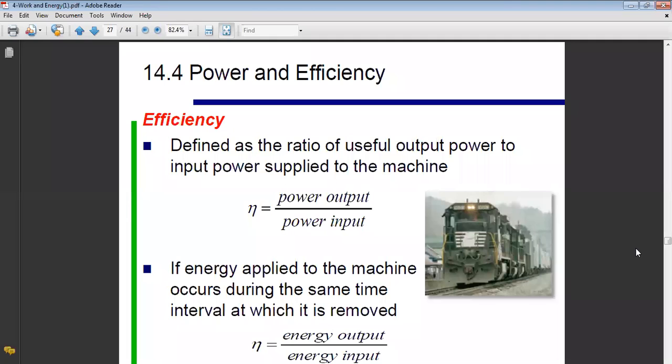Now, what about efficiency? Efficiency is the useful power output over the power input. You know that in any process we might have losses. So the efficiency gives us the ratio of power output over power input, and tells us the percentage of energy that is used. Of course, if the power output and input take place during the same time, then power is energy over delta T, so delta T will be simplified, and the efficiency is energy output over energy input.